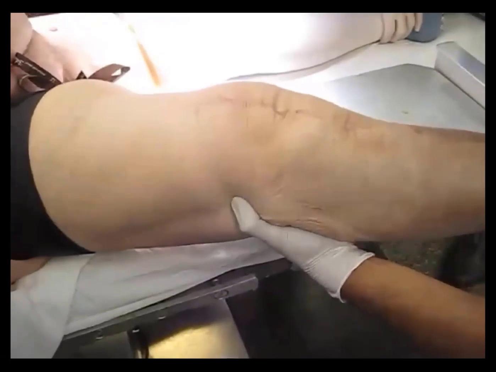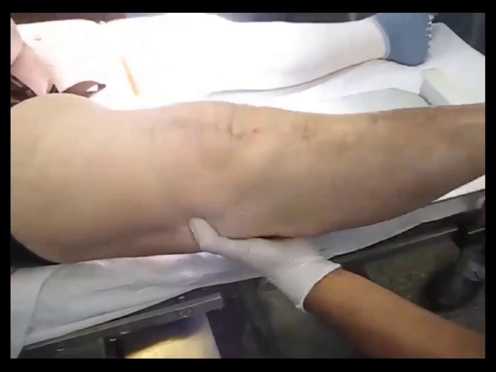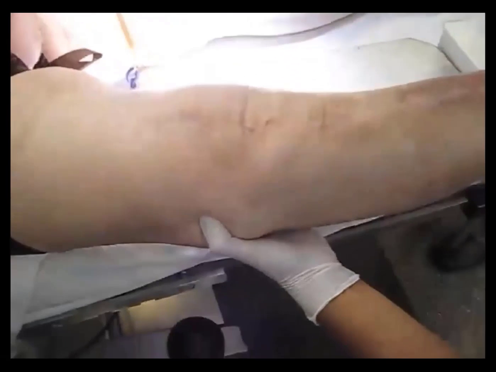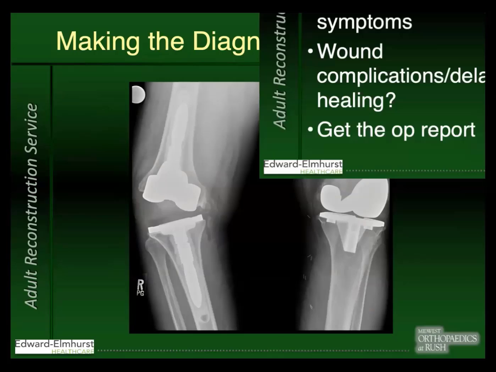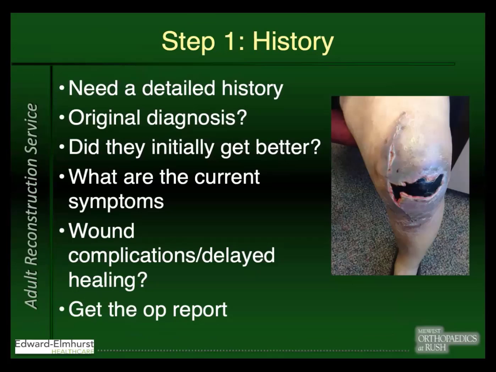Sometimes the diagnosis for revision is pretty easy. When you've got an unstable knee that you can kind of place anywhere and the ligaments are out, that's easy. Those are the great revision cases to tackle, where you know exactly what the problem is. The knee is unstable, and let's go ahead and fix it.